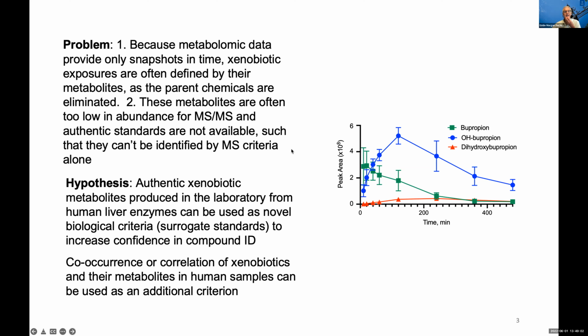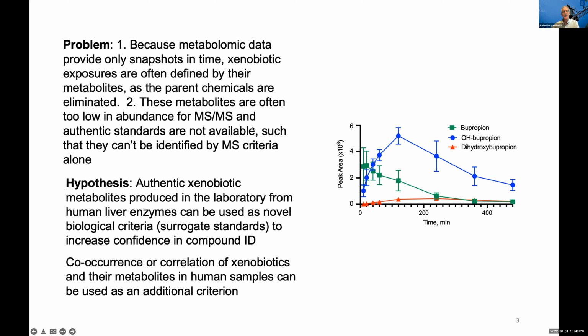Secondly, these metabolites are often, or even usually, very low in abundance, too low in abundance for high quality mass spec MS2 spectra to be obtained. And also coupled with that, the authentic standards for these metabolites are not available. Some of these metabolites may not even have been characterized before. So these metabolites can't be identified by mass spectrometry criteria alone.